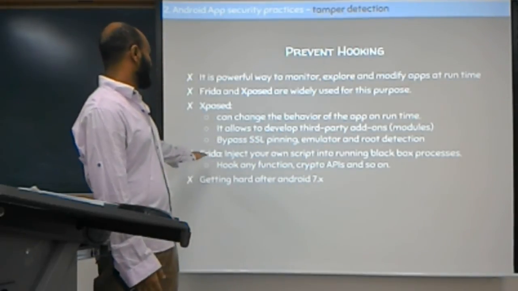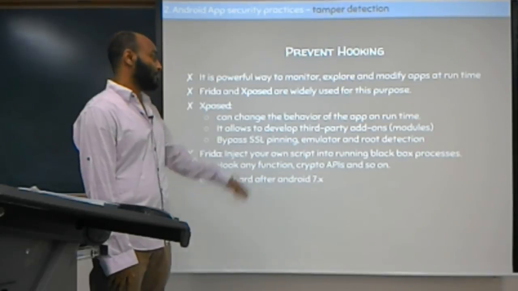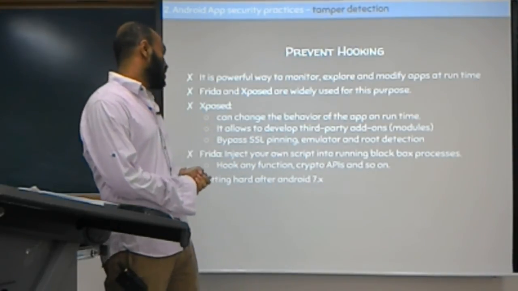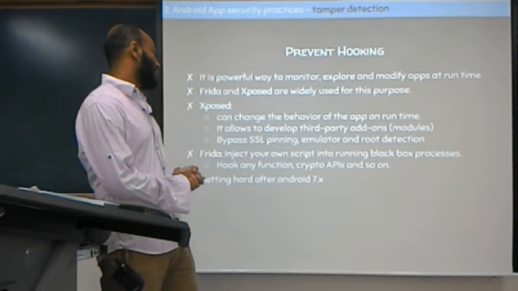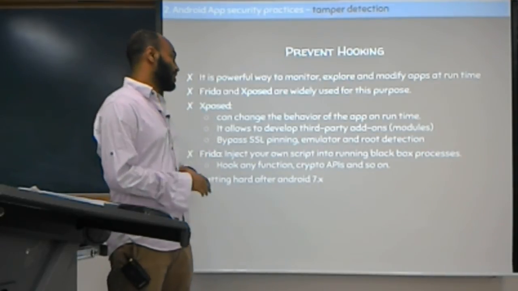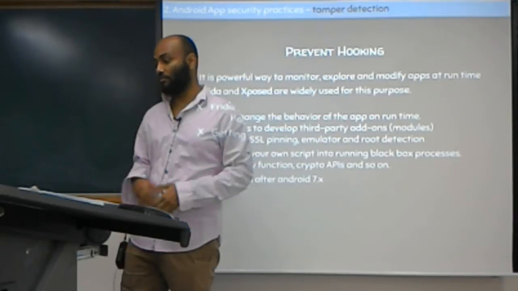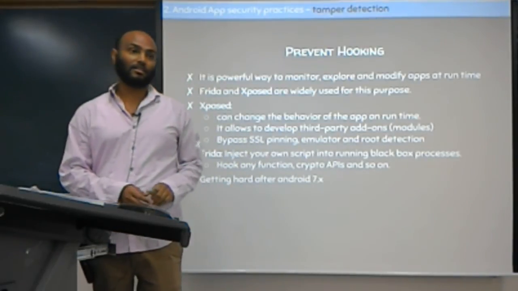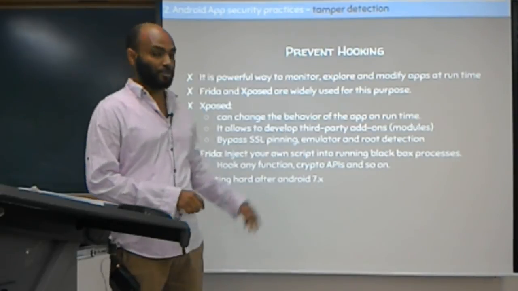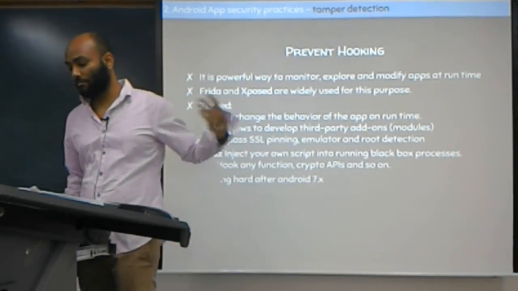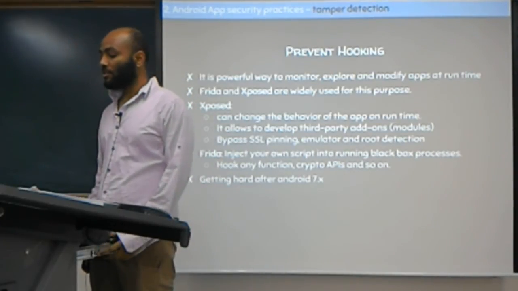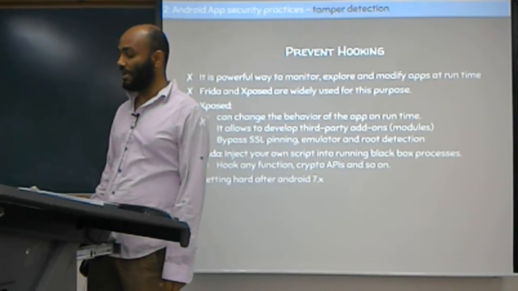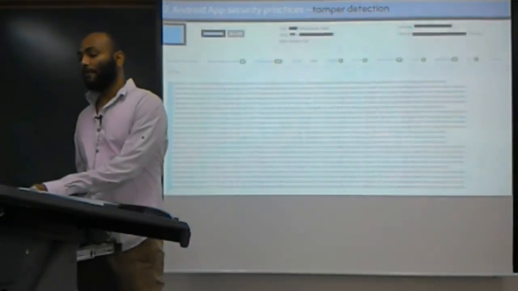The other framework is Frida. It injects your own script into your running black box process. Then you can hook any function, like crypto, APIs, hashes, and every other thing you want. But it's getting harder on Android N, or Android 7.x and above. So these two frameworks are making hooking easy on Android applications.